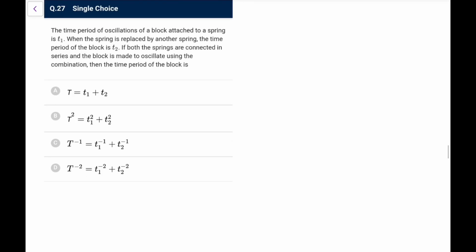Now, the time period of oscillation of a block attached to a spring is T1. When the spring is replaced by another one, it is T2. When both are connected in series and it is made to oscillate, you just remember this particular concept. In series, you know the effective K reduces, so time period will increase. So time period of series is T1 square plus T2 square, that is the result you should remember. And for the parallel, we had 1 by Tp square is 1 by T1 square plus 1 by T2 square.